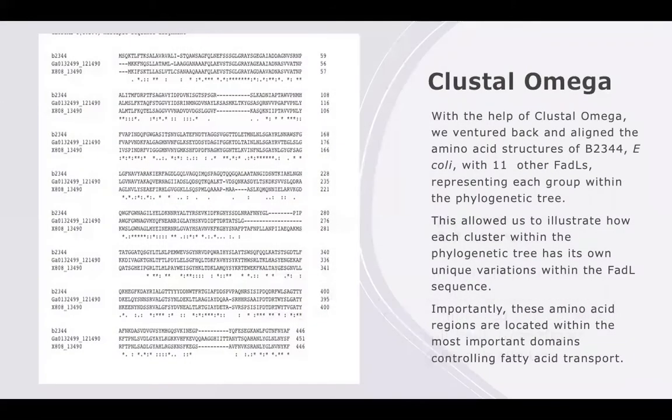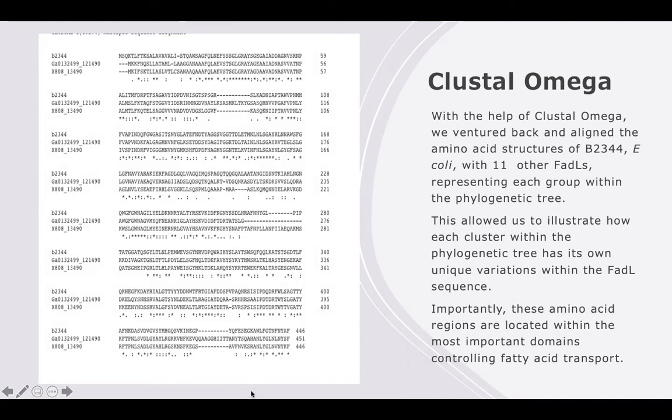So we went back to cluster omega. When we went back to cluster omega, we chose a few of the FadLs from the different groups and realigned those against the B2344 E. coli FadL. And this is just an example of how it looked.